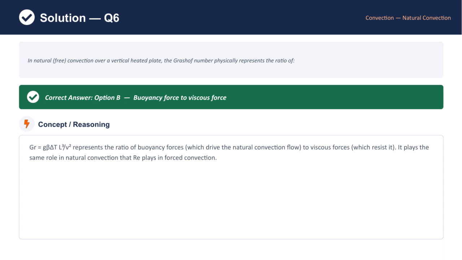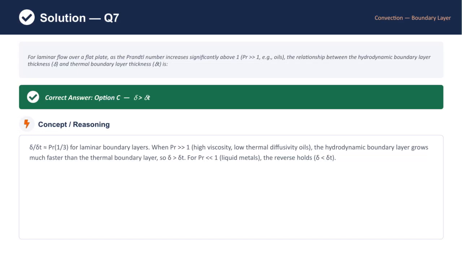the flow. Let's look at the relationship between the hydrodynamic and thermal boundary layers in laminar flow over a flat plate, when the Prandtl number is much greater than 1, like in oils. The key point here is that the hydrodynamic boundary layer thickness, which we denote as delta, grows larger than the thermal boundary layer thickness, delta T. This happens because the ratio of delta to delta T is approximately the Prandtl number raised to the 1/3 power.